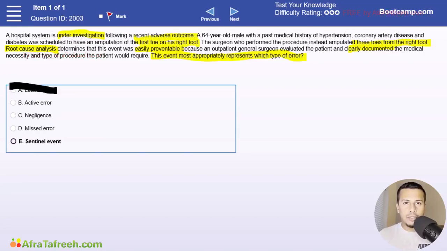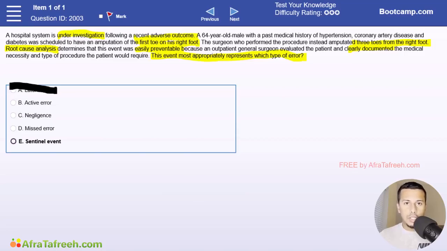Choice B, an active error. Remember, this is when the worker makes an error that causes immediate harm to the patient in real time. And that is kind of what happens in this scenario, right? The surgeon performs the surgery and accidentally amputates 3 toes. That is active error. The patient is immediately harmed. So there is a good potential of choice B being correct. I'm not going to cross it out just yet. We're going to come back to it and I'll show you why it's not the correct answer.